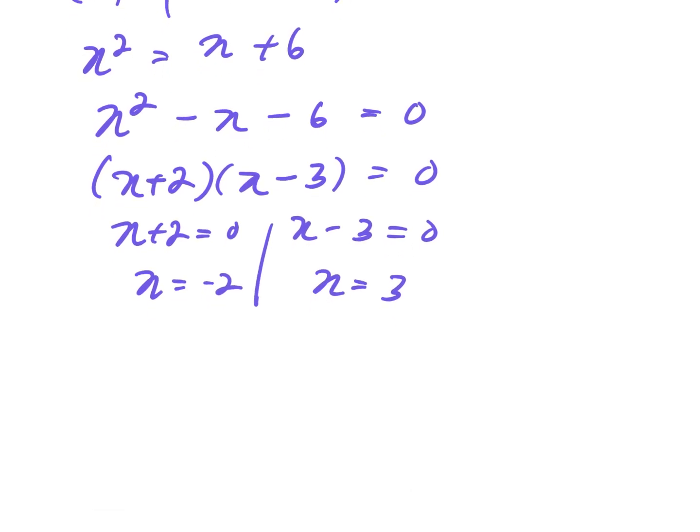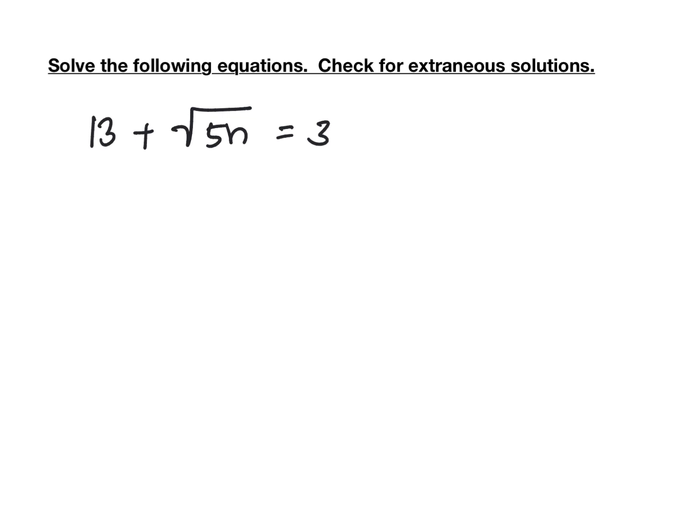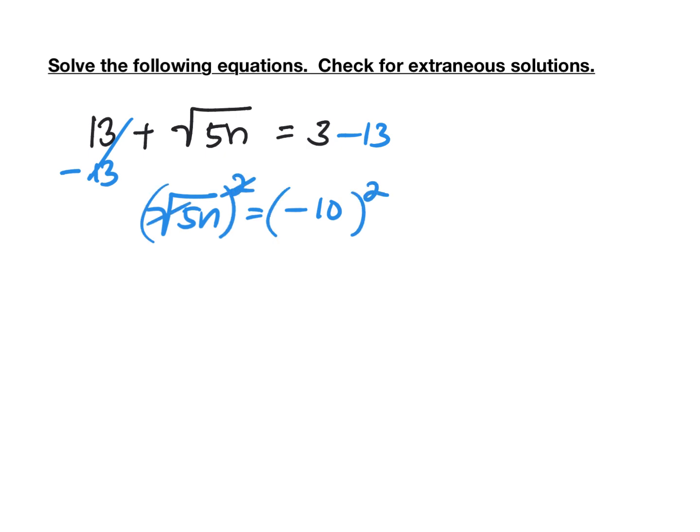Let's look at when x is equal to negative 2. First thing we're going to do here is subtract 13 on both sides. So what's left here is just 5n is equal to negative 10. Then we're going to raise to 2. So this is going to give you 5n is equal to negative 10 squared, which is the same as 100. We divide both by 5, so that's going to give us 20.